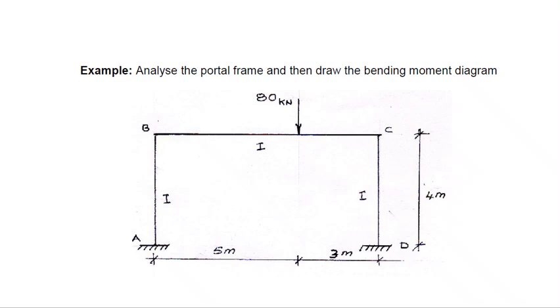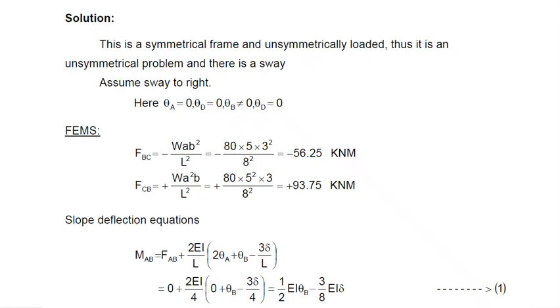The moment of inertia is going to be I. The height of the column is 4 meter, 4 meter, and the frame carries one beam which is subjected to point load 80 kilonewton at a distance of 5 meter from the left end. So this total frame has to be analyzed by slope deflection method.